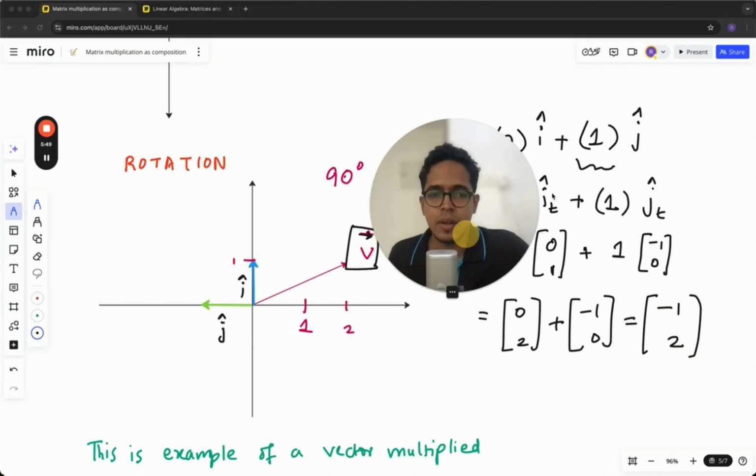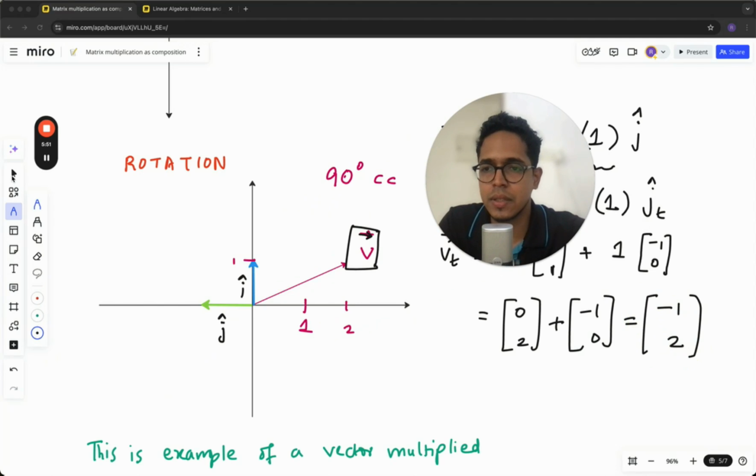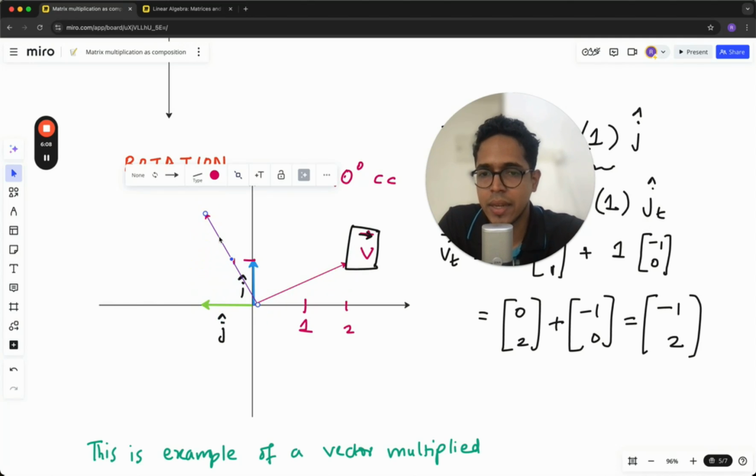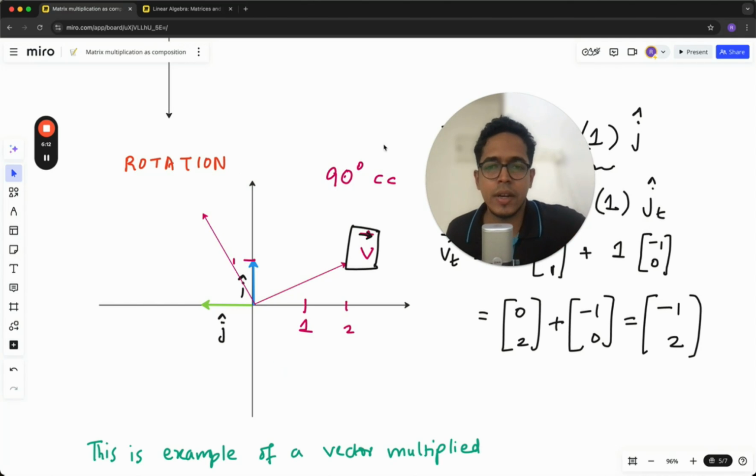So where is -1, 2? -1, 2 is this. We can take a copy. I'll just duplicate this. -1, 2 means x-axis should be -1, y-axis should be 2. So something that looks like this. And you can see that the way I have drawn it, they are pretty much perpendicular to each other. So this is how 90-degree transformation, 90-degree rotation works.